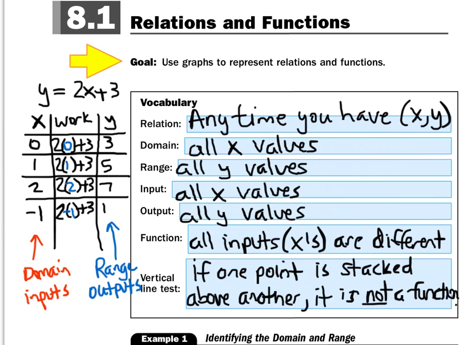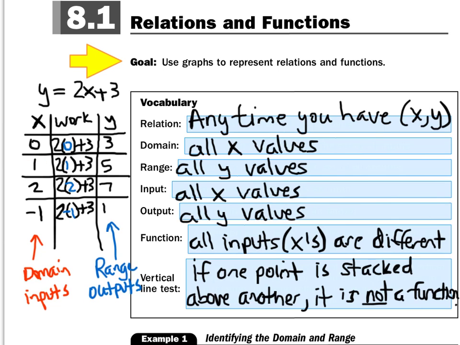So here, if y equals 2 times x plus 3, I write 2, and then I put parentheses and leave a space for the x value, plus 3. So if I input 0, 2 times 0 is 0, plus 3 gives me 3. And 3 is an output. It's also the y value. So we call the y values the range, we also call them the outputs.